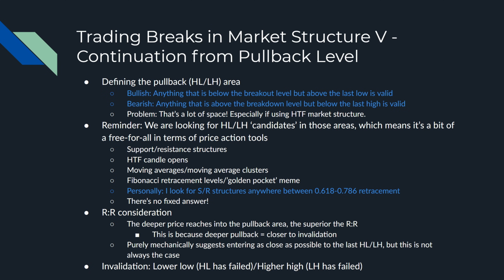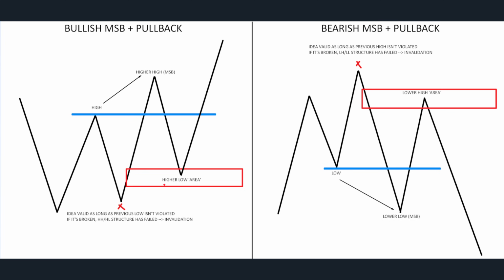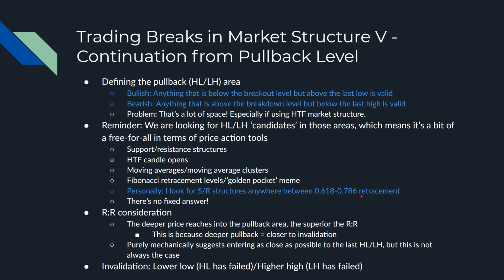Now to the slightly more interesting bit with regard to defining the pullback area. Again, we've taken a lot of liberties in defining it as the higher low area or the lower high area. What does that actually mean? Where do we find this? A lot of the time there can be a lot of space between where the low formed and the breakout level. So how do we find structure within what could potentially be a big high time frame gap?